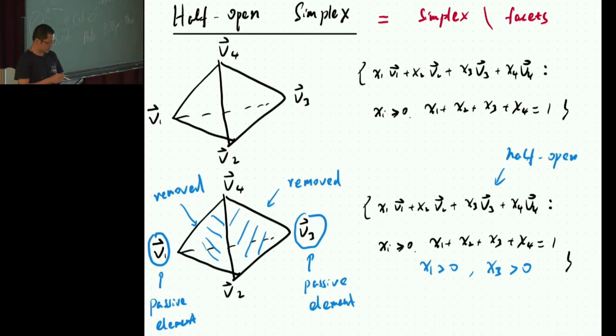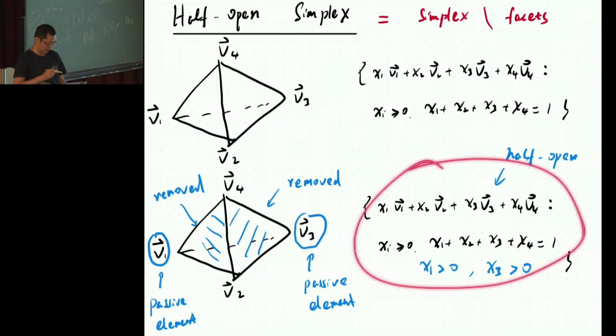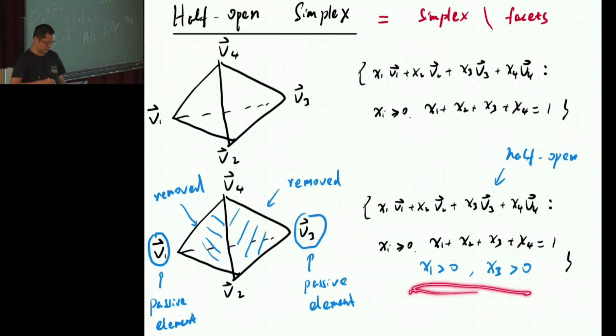Basically, a half-open simplex is a simplex where you remove some facets. Here is an example where I remove two facets. I pick V1 and pick V3. I remove this facet and remove this facet. Algebraically, it's just adding the two conditions here: the coefficients x1 and x3 must be positive. Now I will call these elements here passive elements. Then you will see why.